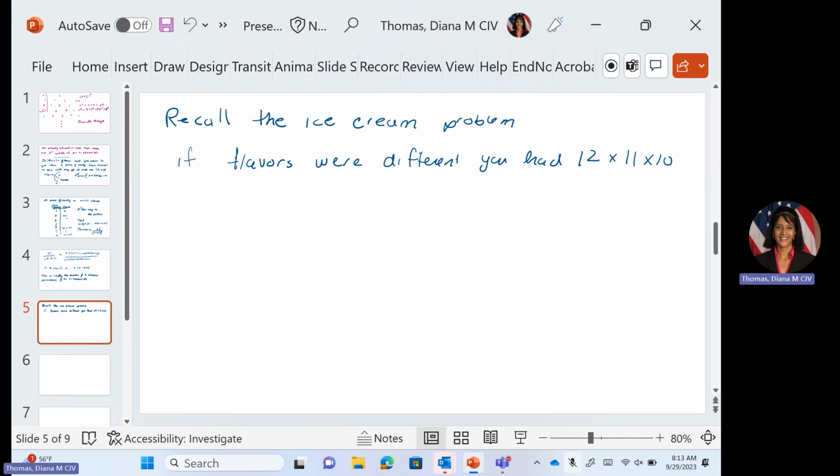Now, what if instead of making ice cream cones from these 12 flavors, I'm going to buy 3 pints of ice cream from those 12 flavors. How many ways could I do that? How many ways could I get those 3 flavors? It's the same as the basketball type thing. You're going to pull 3 different flavors from that 12 flavor pile. How many ways could you do that? Let's say I had 12 and I wanted to take 3.